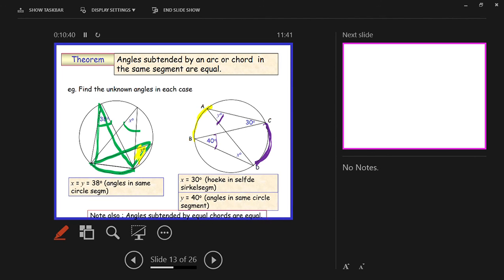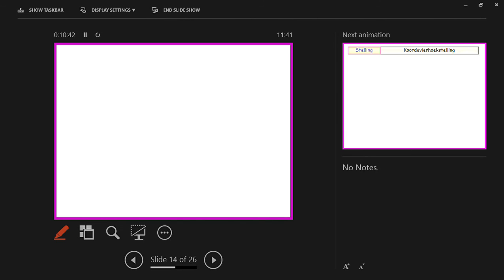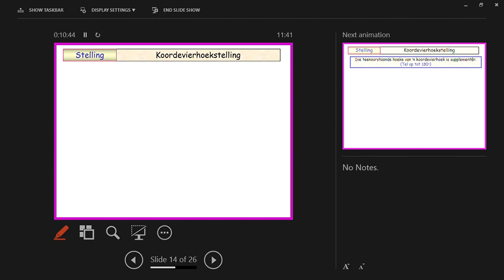And then this one we sort of did when we were marking the other one. If the chords are equal to one another, then the angles that they subtend will also be equal to one another. Okay, goed. Ek dink ek gaan hom eers stop daar vir vandag.